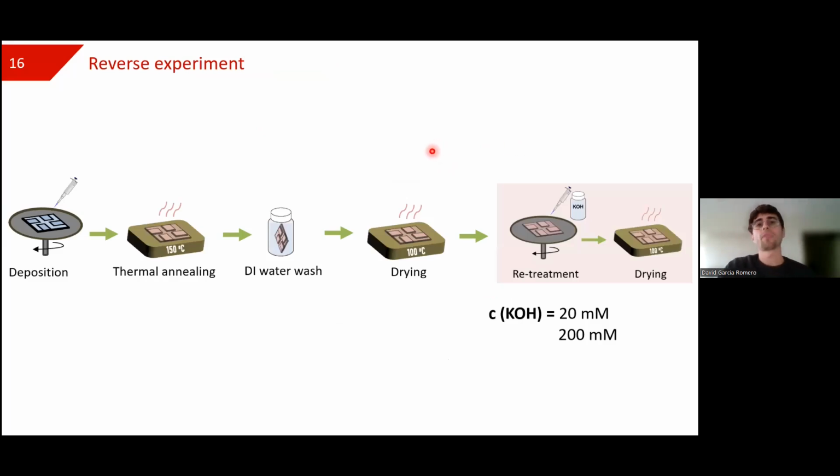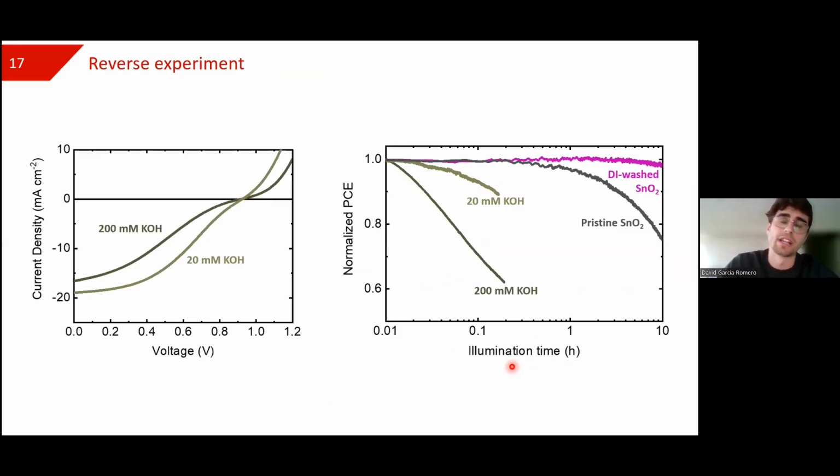So what else did we do? We wanted to convince ourselves that it was something so simple as these potassium cations on the surface. So what we did is to develop this reverse experiment to bring back the potassium cations on the surface. After we made our process of washing away the cations, we decided to use potassium hydroxide to retreat the surface and to bring back these potassium cations, and again doing an equivalent drying. We chose these two concentrations, and the results are here.